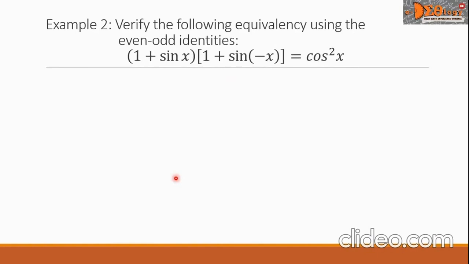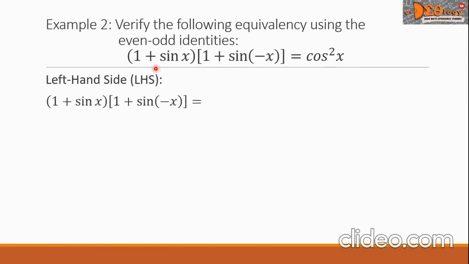Let us have example 2. Verify the following equivalency using the even-odd identities. The quantity 1 plus sine x times the quantity 1 plus sine of negative x equals cosine square x. In this problem, we can see that the right-hand side is already simple and the left-hand side is a little bit complex. So we will simplify the left-hand side to equal that right-hand side.